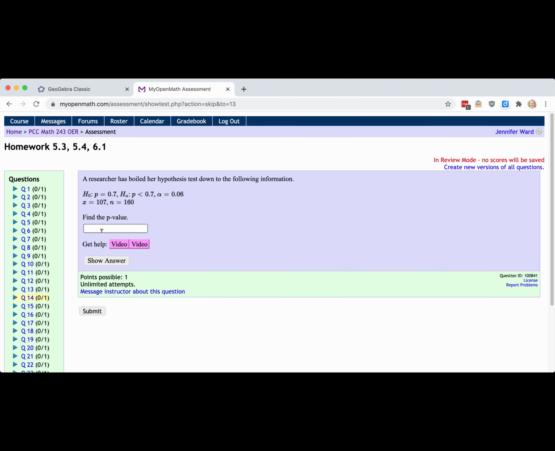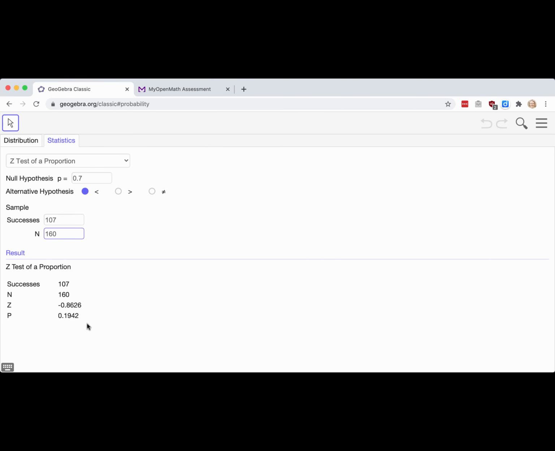So we would go back to the question here, find the p-value, and round it to however many decimal places we had. 0.1942 is the p-value.